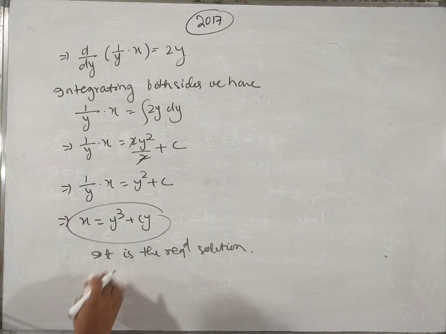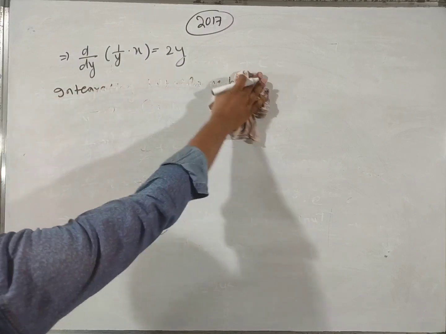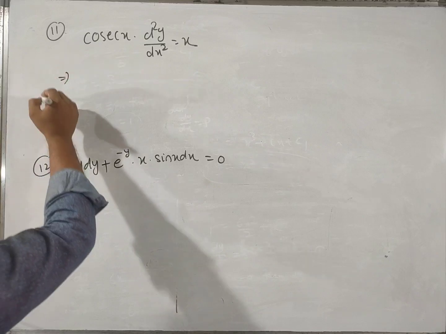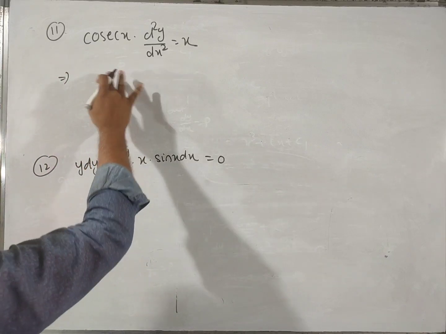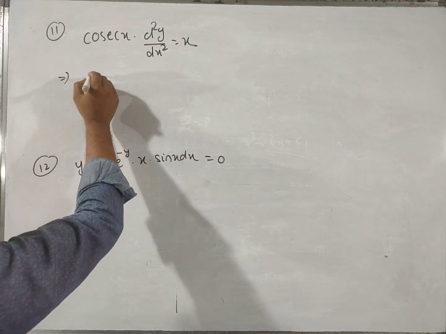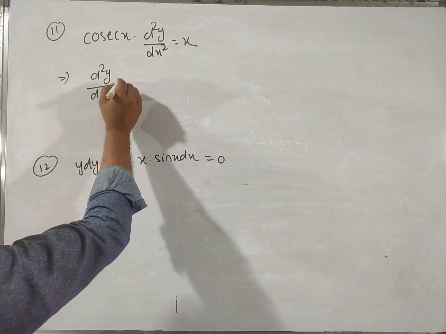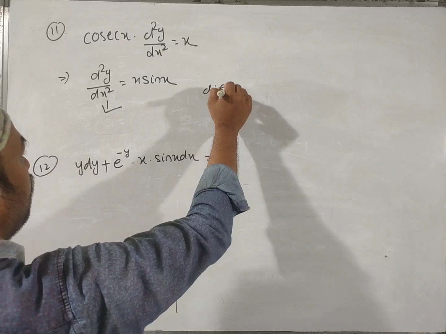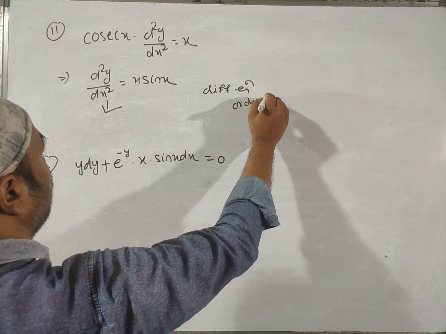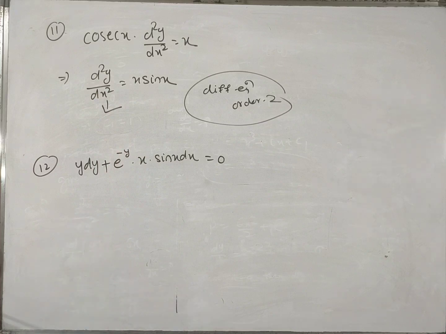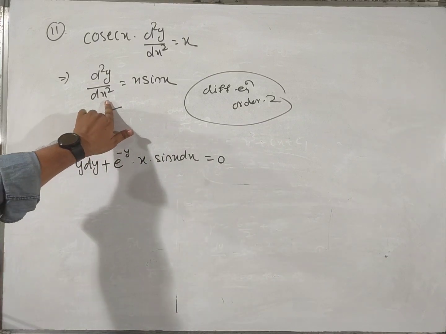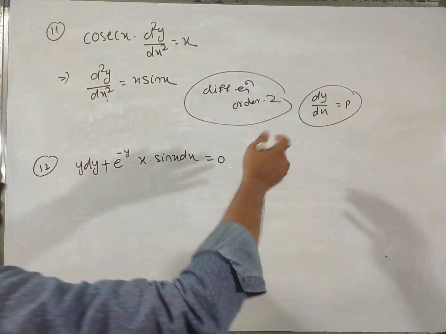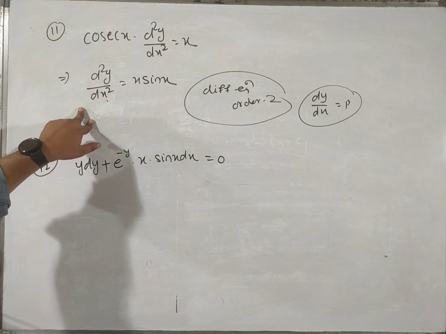Then going to the next problem. So here these are problem number 11 and problem number 12. These are very easy problems, so I am going to skip them after some steps. It can be written in the form of d²y/dx² = x sin x. It is a differential equation of order 2, and we have to integrate it two times. Here you have to consider dy/dx = p, and then again we have to integrate it, so find out the answer.